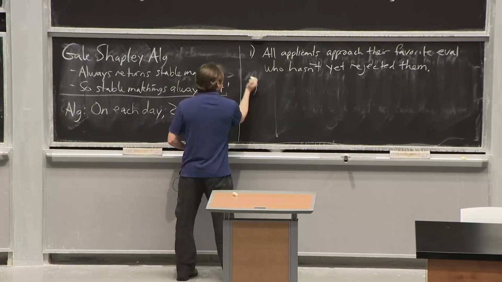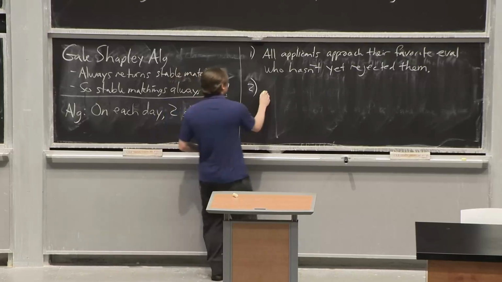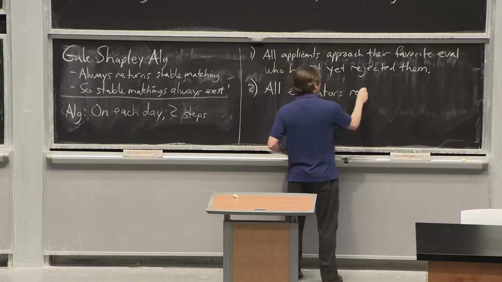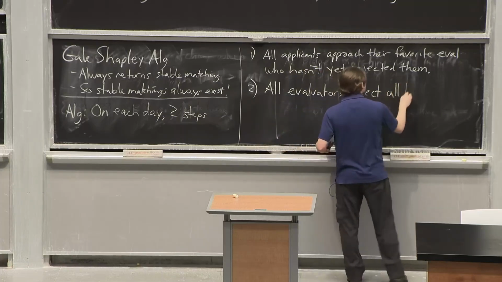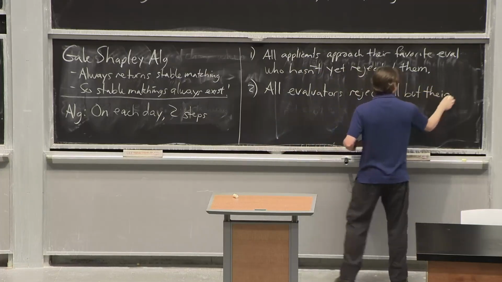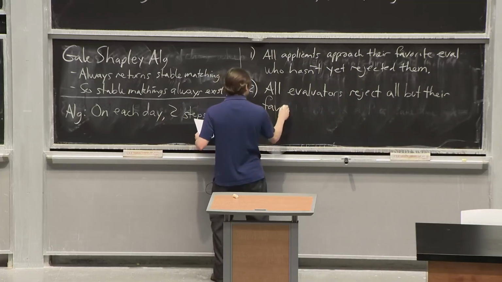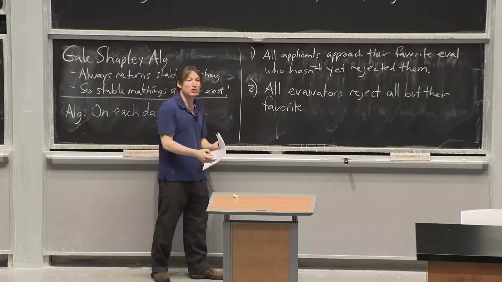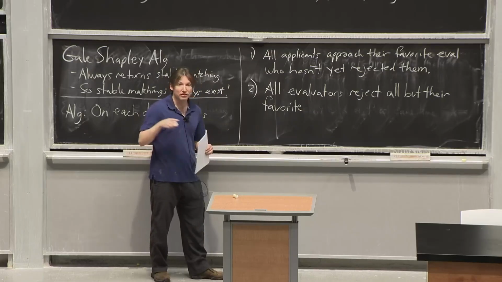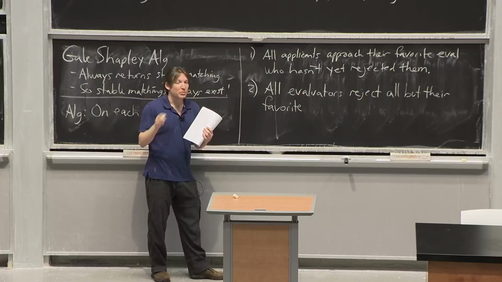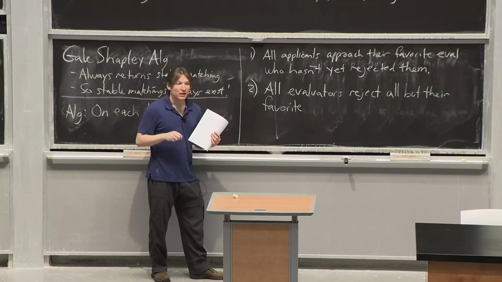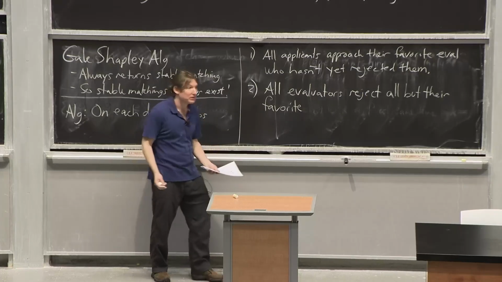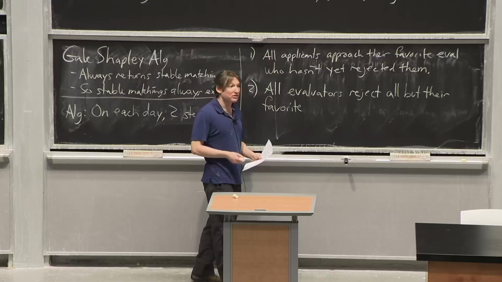At step 2, all evaluators reject all but their favorite that approached them that day. So 7 people all approach MGH. MGH is going to look at all 7 and say, out of the 7 of you, I prefer Dr. Evil. And the other 6, you can leave forever. I never want to see your face again. Kind of harsh, but that's how the algorithm works.